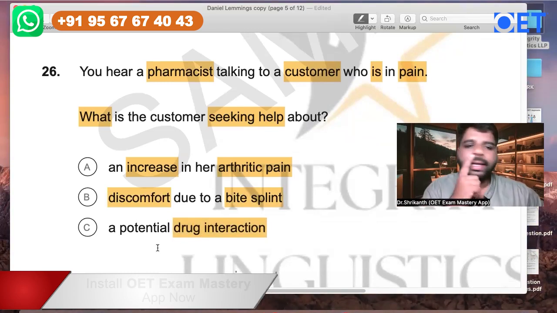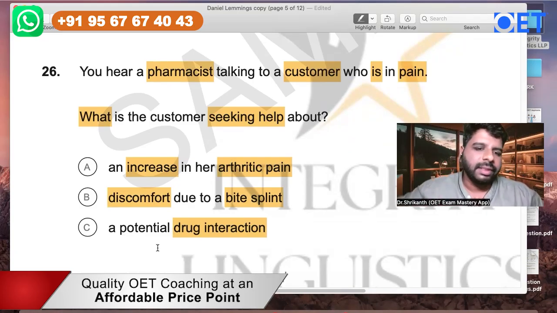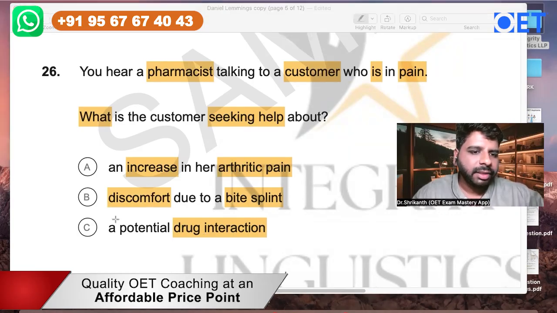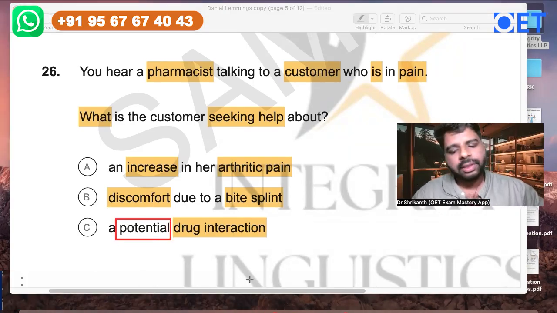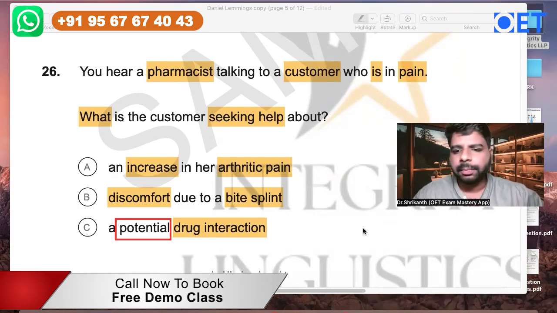Potential means what? What is the tense here? Is it future tense, past tense, or present tense? Tell me. Type in the chat box. When you hear the word potential, you really need to understand the tense usage. What is the tense associated with potential? Is it past, present, or future?